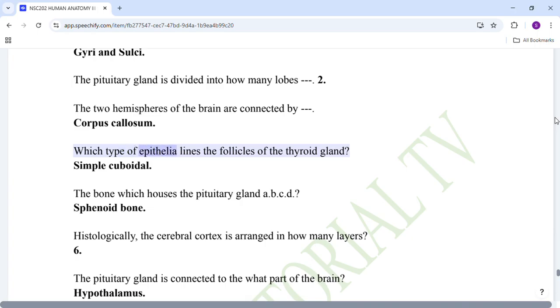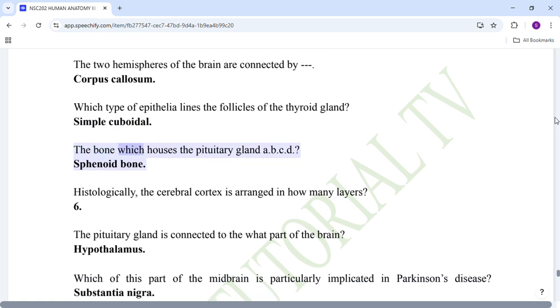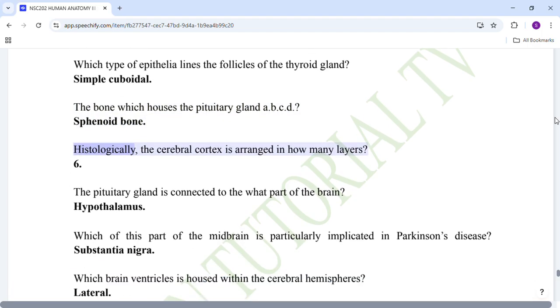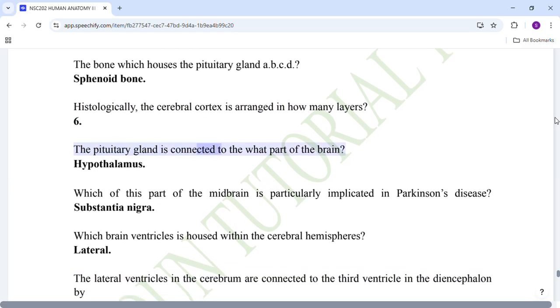Which type of epithelia lines the follicles of the thyroid gland? Simple cuboidal. The bone which houses the pituitary gland is? Sphenoid bone. Histologically, the cerebral cortex is arranged in how many layers? 6. The pituitary gland is connected to what part of the brain?